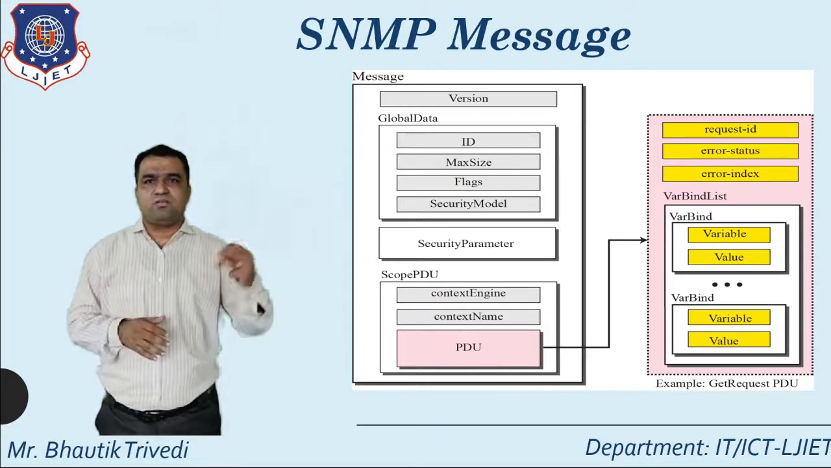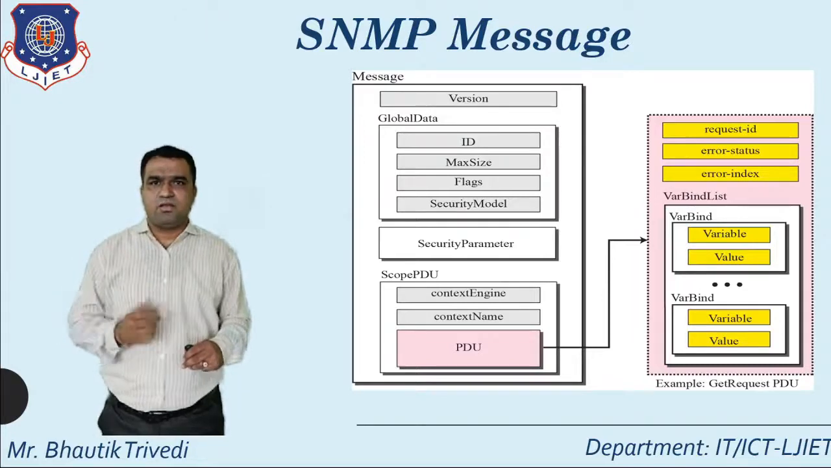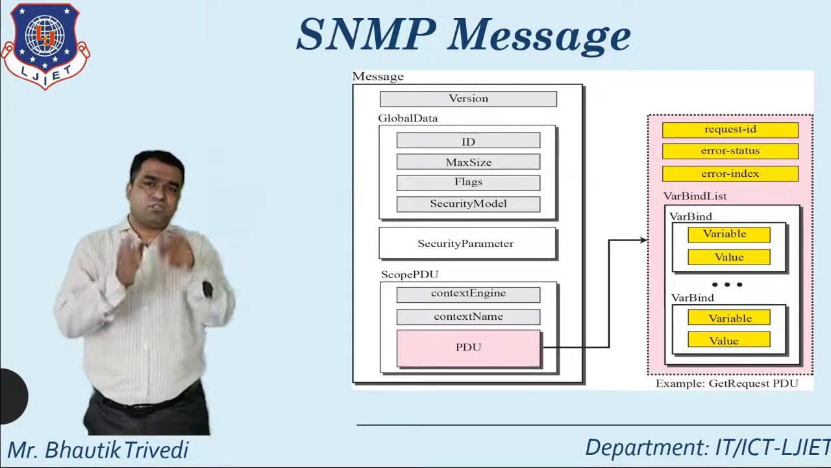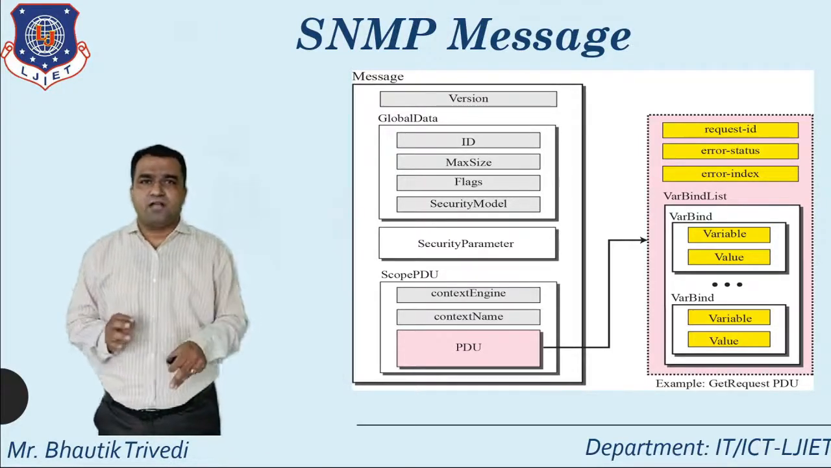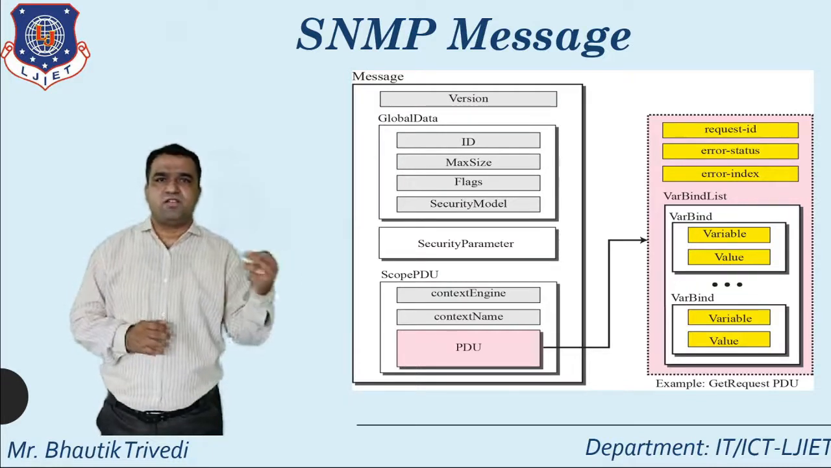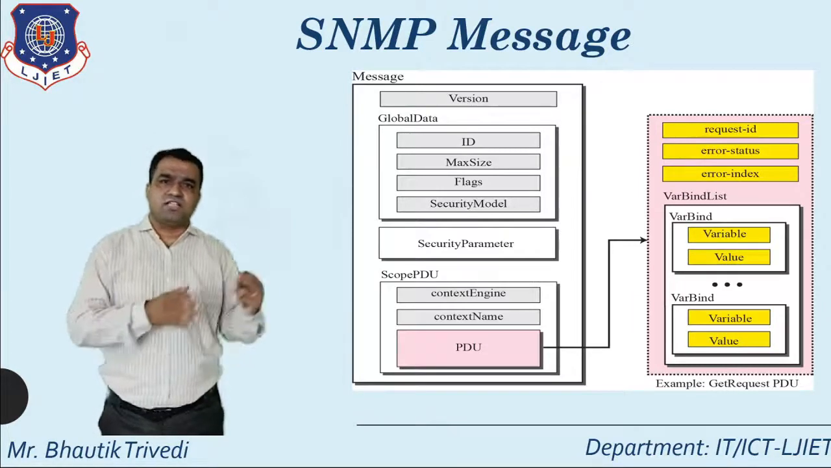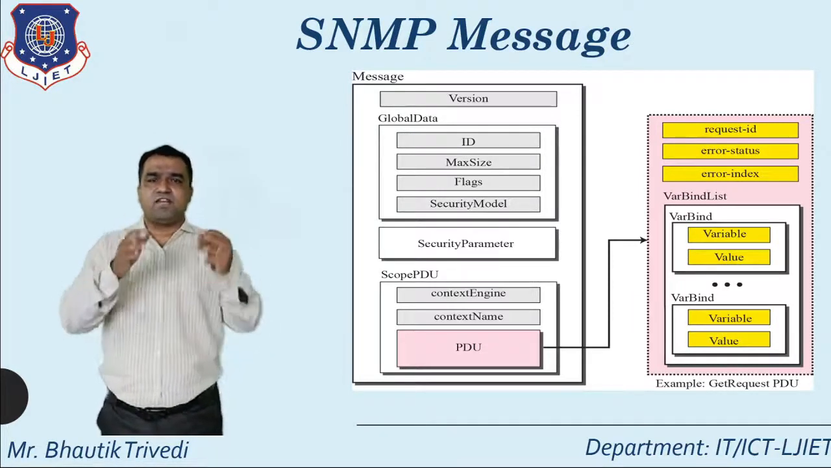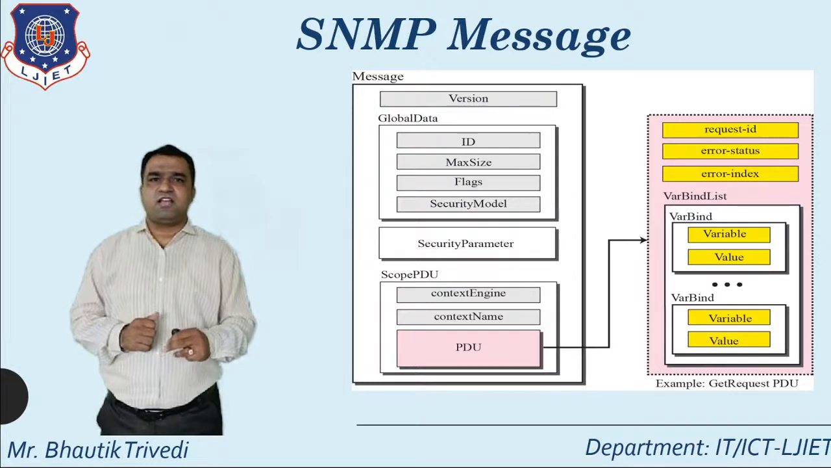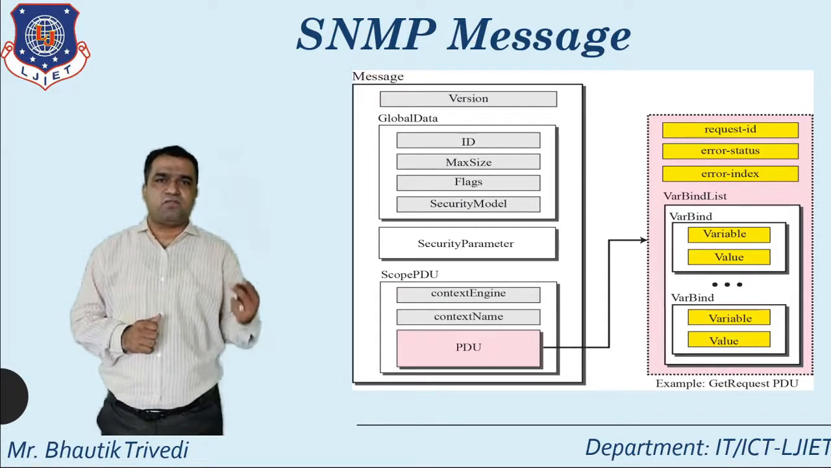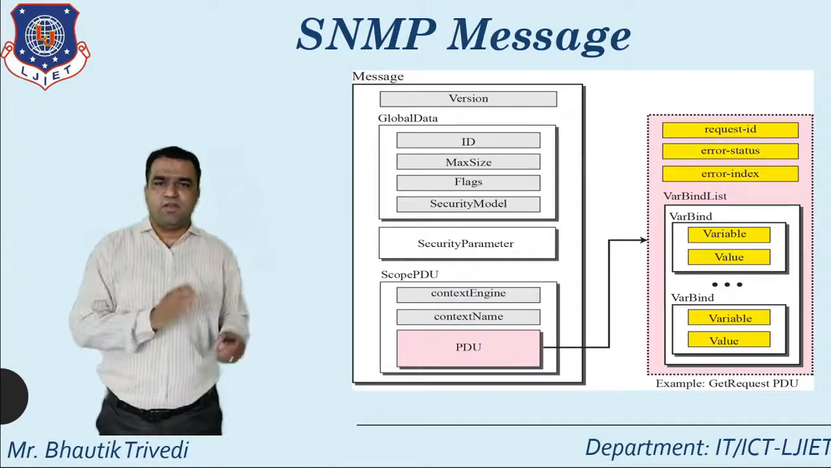Then you talk about the PDU. The PDU contains the context engine name, context name and PDU. And then this particular PDU component is again divided into different parts. First one, the request ID. Second one, the error status. Third one, the error index. And then the variable bind list. The variable bind list is again divided into two components for the particular variable. One is the variable name, and the second one is the value.